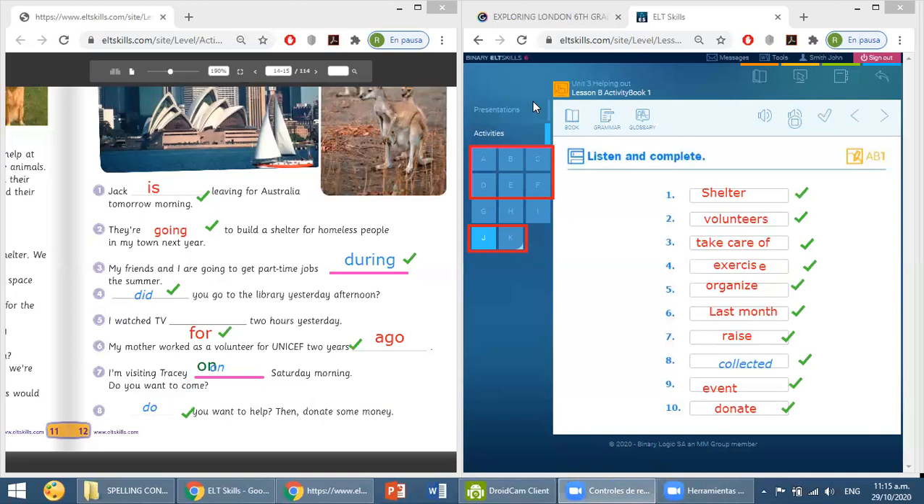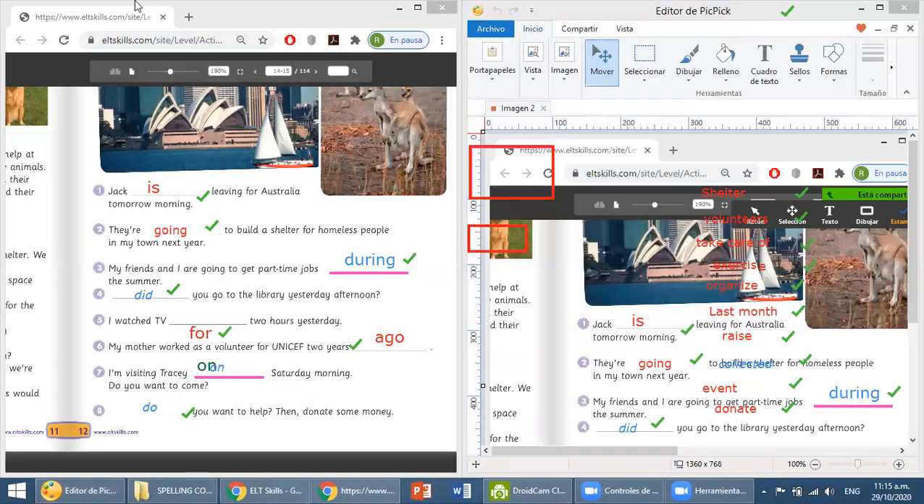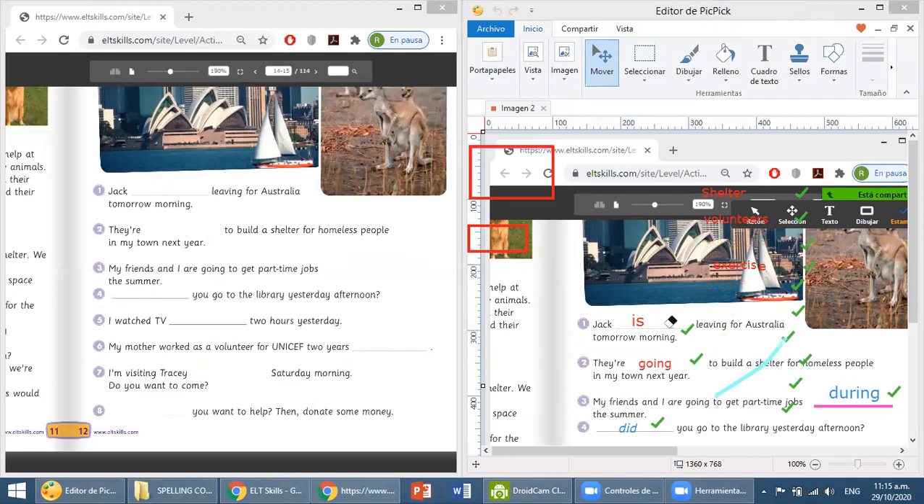Good, Martin. Martin also says in the chat, no, teacher, the number A is D. Oh, sorry, do. Yeah, Martin, good job. Now, please, Martin, let's continue working on the platform. A, B, C, D, E, F. Okay? And the teacher is going to check, is going to see your advance in the platform. I am going to see your advance. You are working or you are not working?